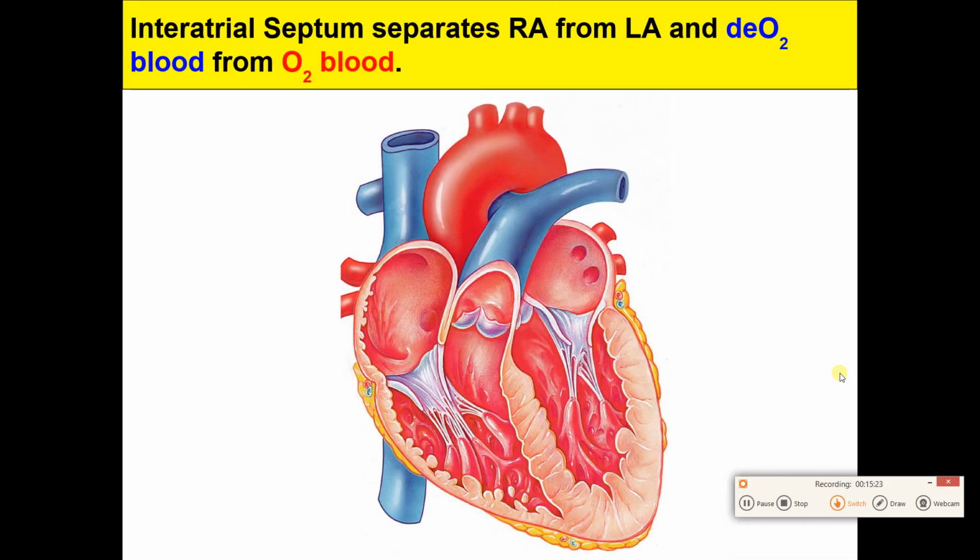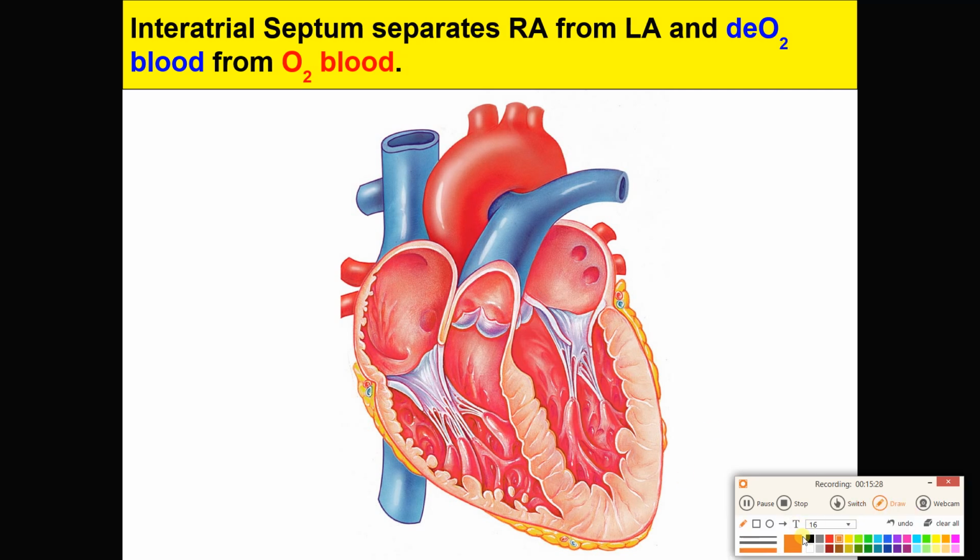Okay. There is a wall, and it's kind of hard to see, but the wall is right here-ish, between the two atria. And that wall is called the interatrial septum. Septum means wall. Wall between the atria. And it separates the right atrium and the left. And that prevents our deoxygenated blood on the right from mixing with our oxygenated blood on the left. Okay, cool.